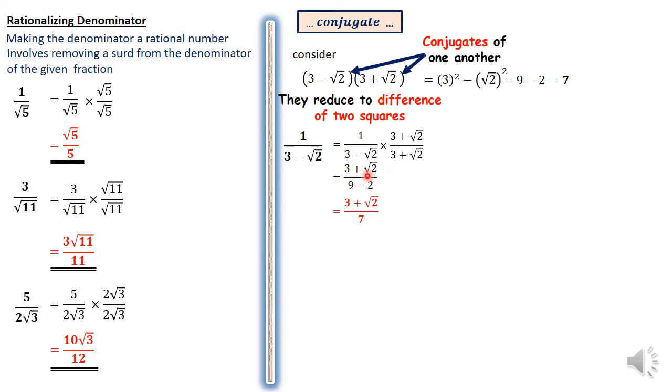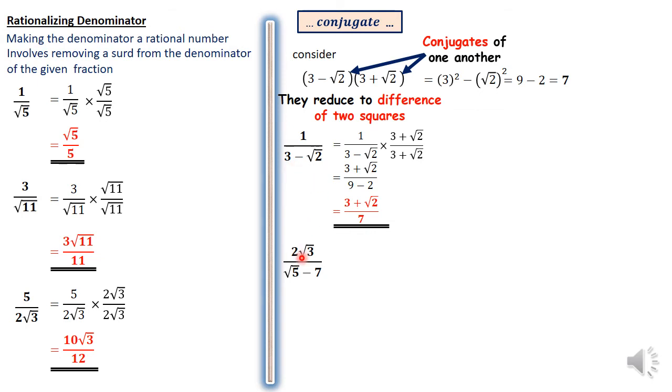Now, if you simplify this, we'll have 9 minus 2, which is 7, and that's simply the answer there. So that's the technique there. We use a conjugate of the denominator to rationalize the denominator when the denominator has 2 terms, like 3 minus root 2, or even 2 surds, or whatever the surd is appearing.